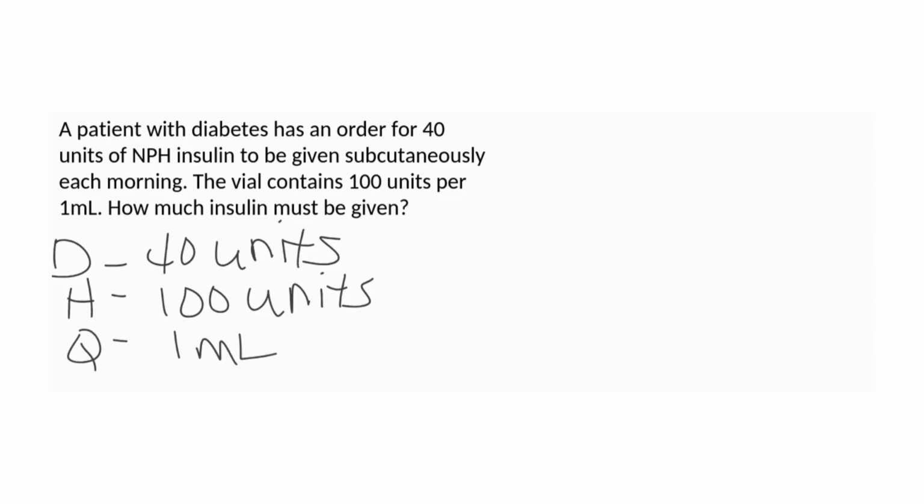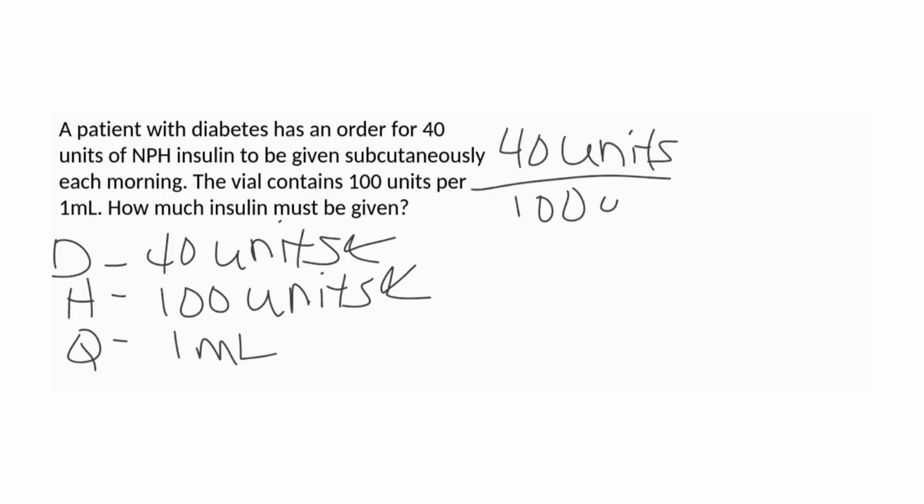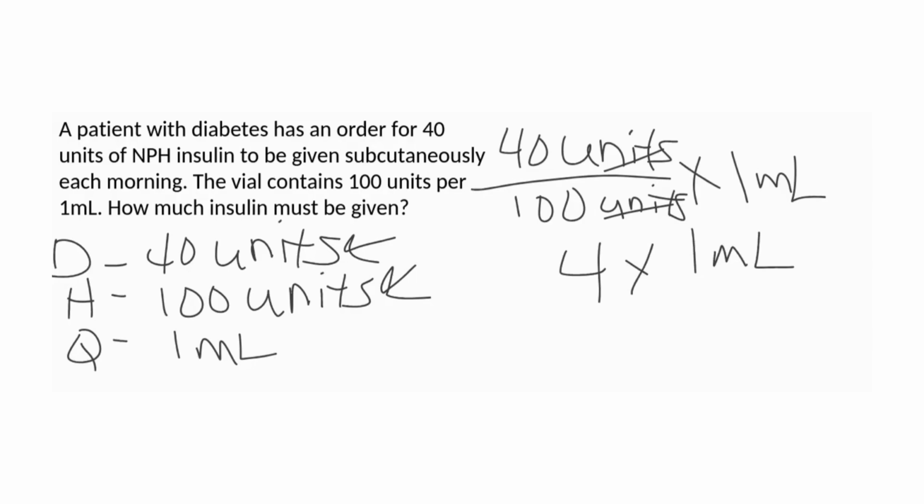Let's check our units of measurement here. Units. We're matched. We can plug in our numbers and calculate. So 40 units, that's our D, divided by 100 units, times our quantity, 1 milliliter. 40 divided by 100 is 0.4. Our units cancel out, times 1 milliliter. 4 times 1 milliliter is 4 milliliters. So how much insulin must be given?